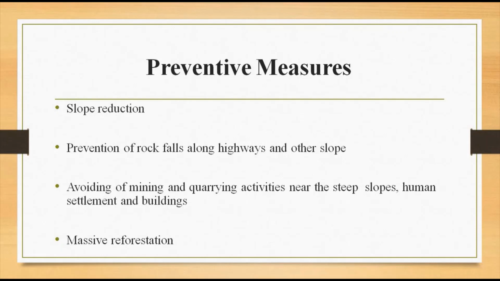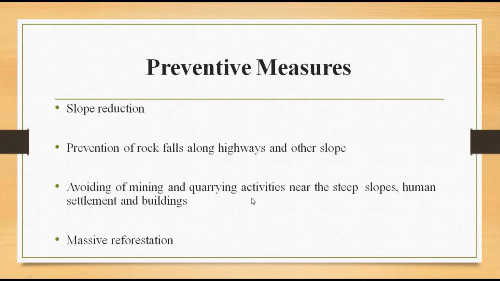Preventive measures. Mainly slope reduction. If the slope is suddenly steep, chances of landslide are more. So we have to reduce the slope step by step. Prevention of rock falls along highways and other places: anywhere there is a dangerous rock, we have to remove it and make sure no rock is falling there.